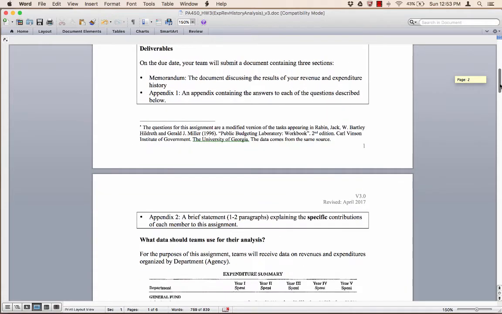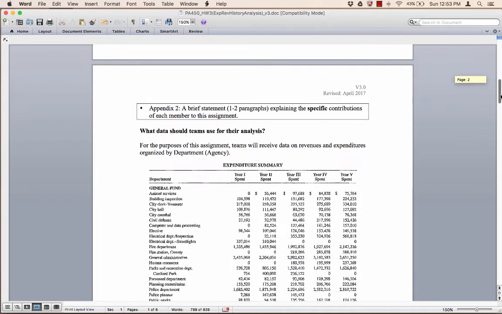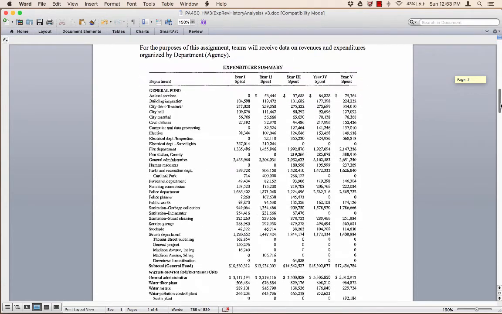Now, what data should you use for the preparation of the memorandum? There are 2 tables included in this assignment. For the purposes of this assignment, you will use only the data that I'm providing you here. The first table presents you an expenditure summary for the last 5 fiscal years. So as you can see, there will be different line items here, and each line item will be associated with a row. And each row will be telling you the amount of money that was spent on each of the past 5 fiscal years.